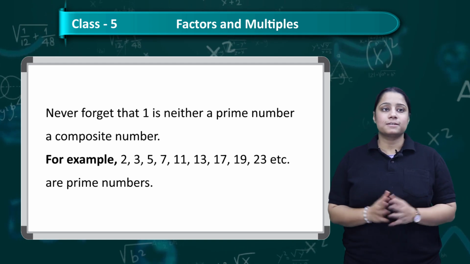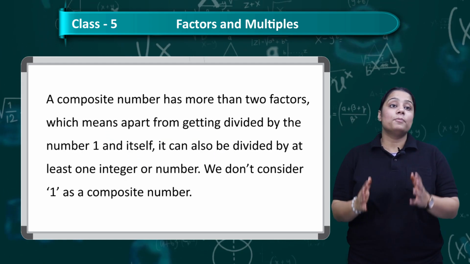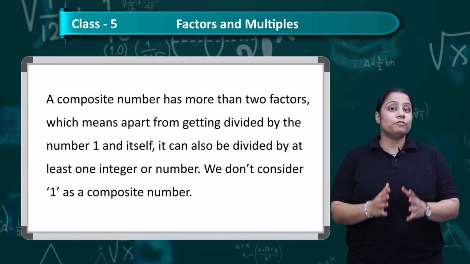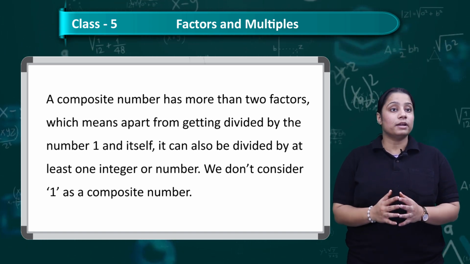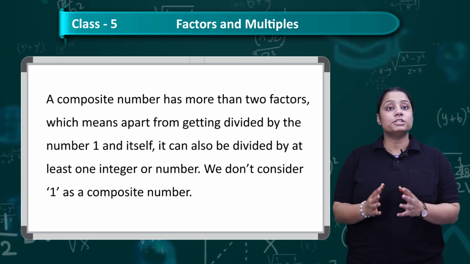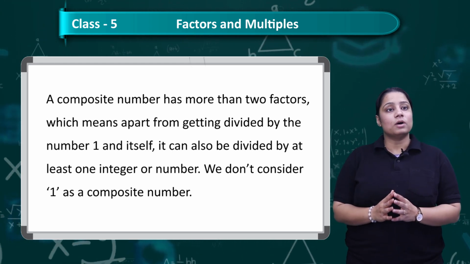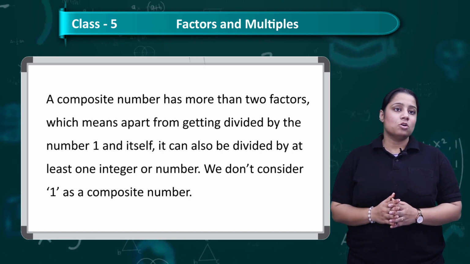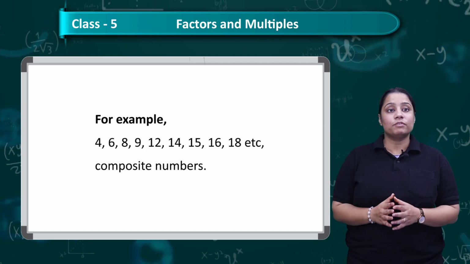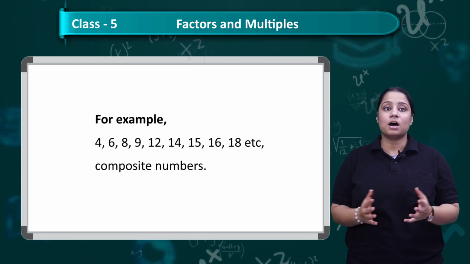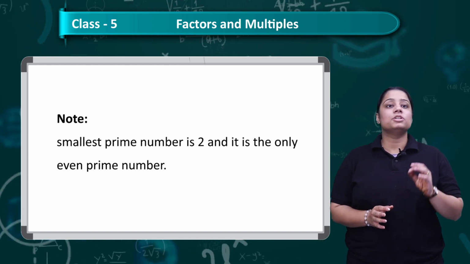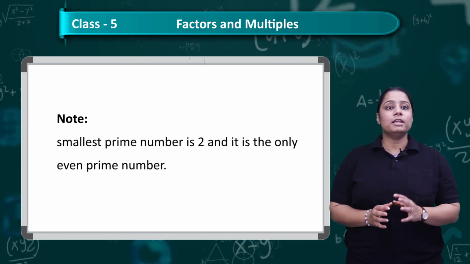are prime numbers. Composite numbers. A composite number has more than two factors, which means apart from being divided by 1 and itself, it can also be divided by at least one other integer. We don't consider 1 as a composite number. For example, 4, 6, 8, 9, 12, 14, 15, 16, 18, etc. are composite numbers. Note: The smallest prime number is 2 and it is the only even prime number.